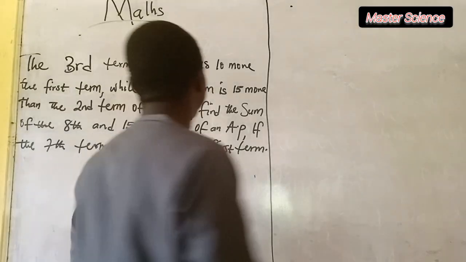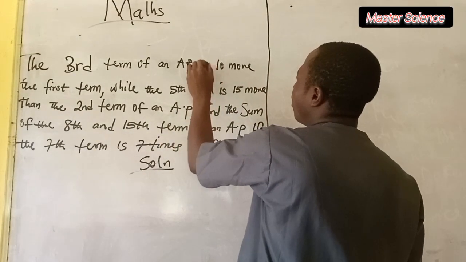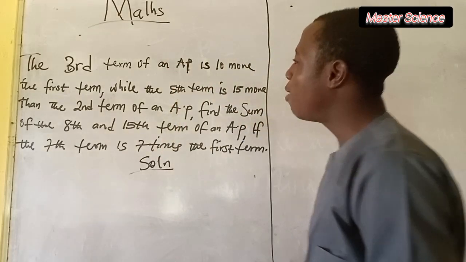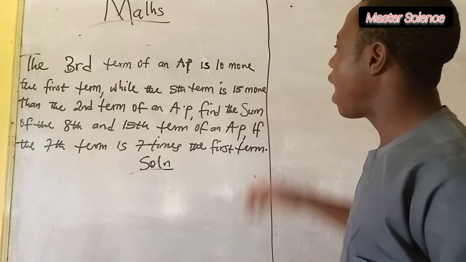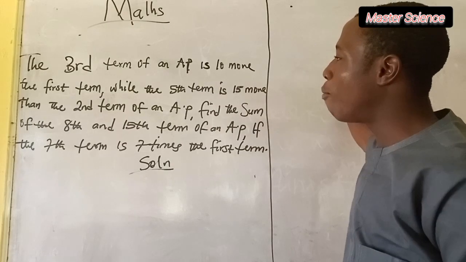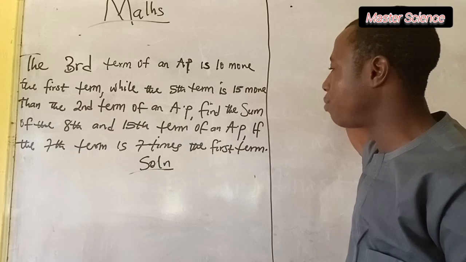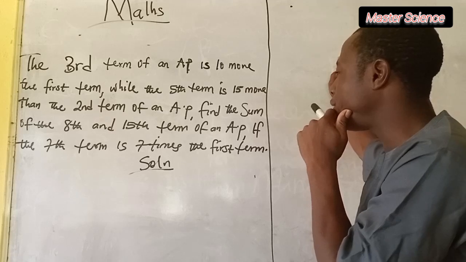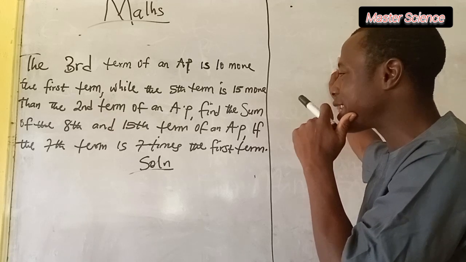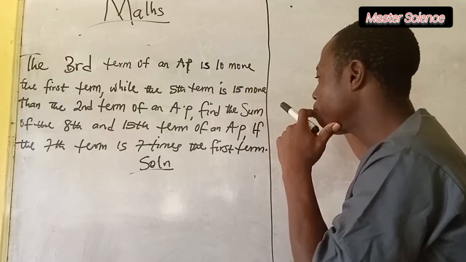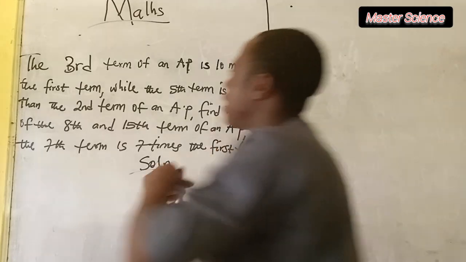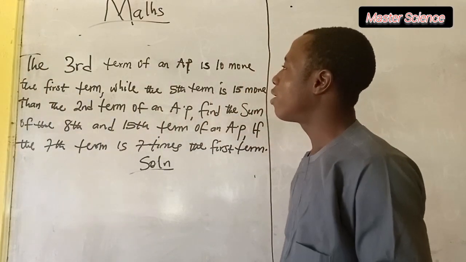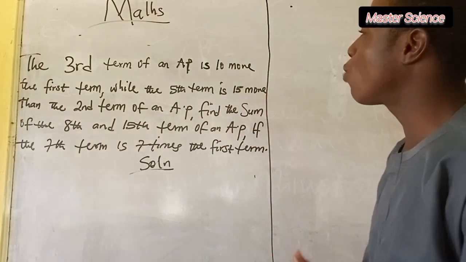I hope you can see the question on the board. The question says the third term of an AP is 10 more than the first term, while the fifth term is 15 more than the second term of an AP. Find the sum of the 8th and 15th term of an AP if the seventh term is 7 times the first term. I bet you can solve it, so try your luck. But not wasting our time, I just want to give a straightforward solution.